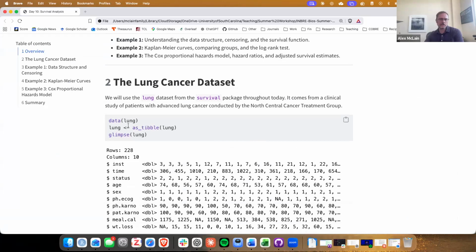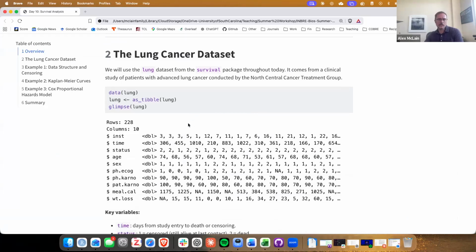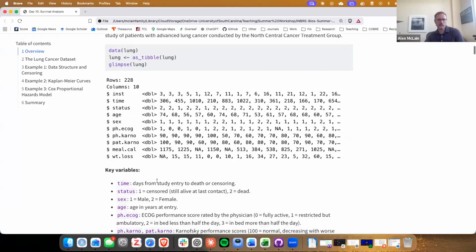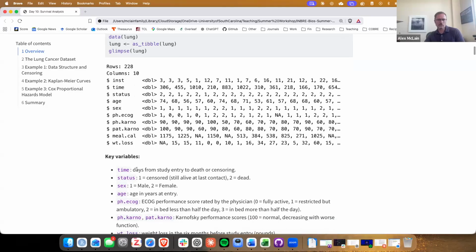So this data is built into R, and it has 228 individuals on it. There's a number of variables that we have here. Institution, this is a grouping variable. We're not going to use this one today. Second variable is time. So this is days from study entry to death or censoring. This time variable does not differentiate whether somebody died or was censored. It's just the number of days that they were in the study. And this is commonly how survival data will come in. This is the main variable that we have.